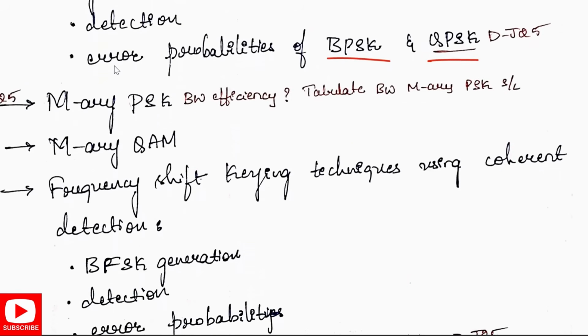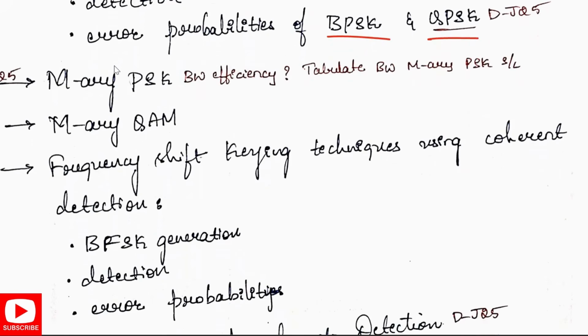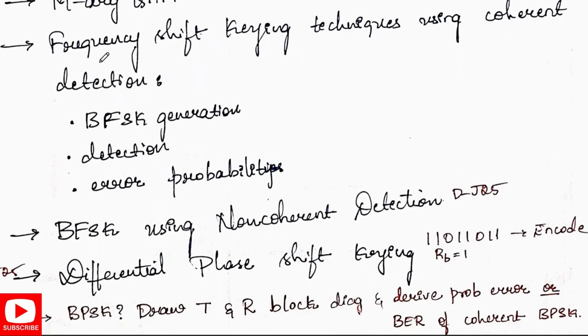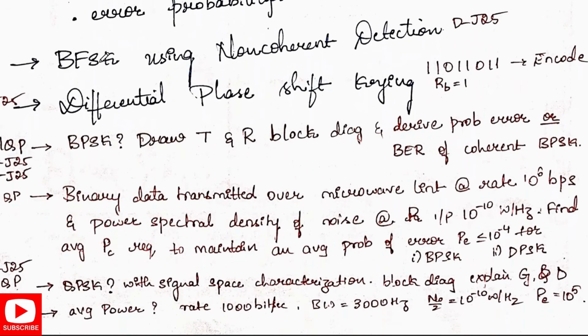Next, we'll move on to the M-ary PSK. In that, what is bandwidth efficiency, and we have to calculate the bandwidth of the M-ary PSK signal. This has been asked in the last year paper. Then M-ary QAM, then frequency shift keying, that is FSK techniques using coherent detection, that is BFSK generation, detection and error probability. Then BFSK using non-coherent detection. Then DPSK, which is an important part in this module 2.